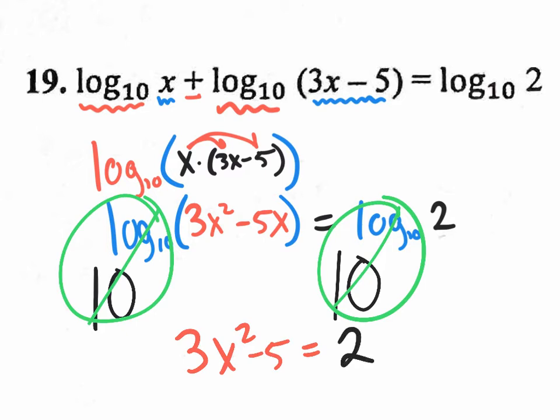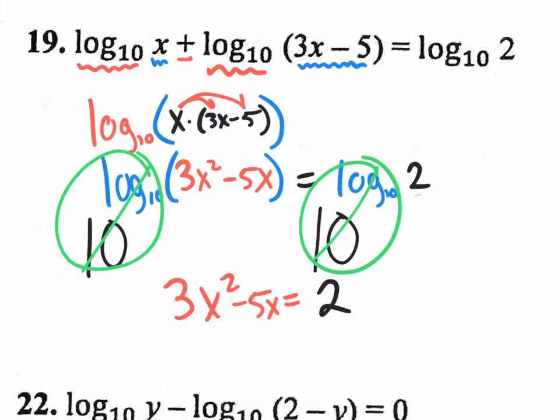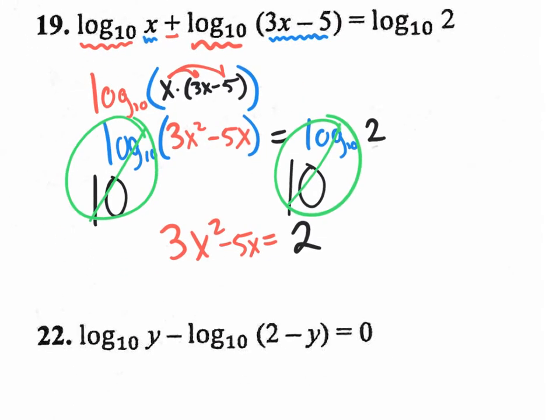Now we need to solve this equation. This is a quadratic equation. I forgot the x on the 5. Thanks for telling me, guys. All right. So I have 3x squared minus 5x equals 2. Whenever I have a quadratic equation, I set it equal to 0.